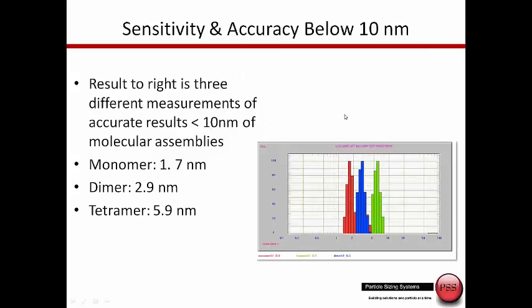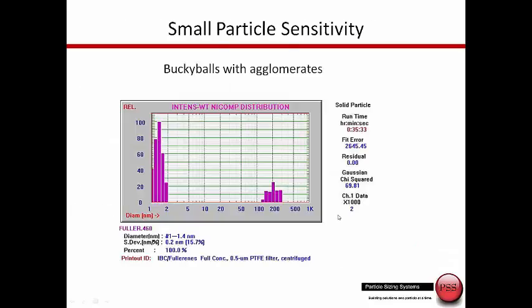The system is also very sensitive to very small particles, particles under 10 nanometers. On this slide, we see three results. These are not measured together. These are three individual measurements plotted on a single graph. These were molecular assemblies where the monomer was at 1.7 nanometers, the dimer was at 2.9, and then the tetramer up here at 5.9. And the Nicomp very accurately shows these three different sizes right in the range where they're expected for this particular molecular assembly.